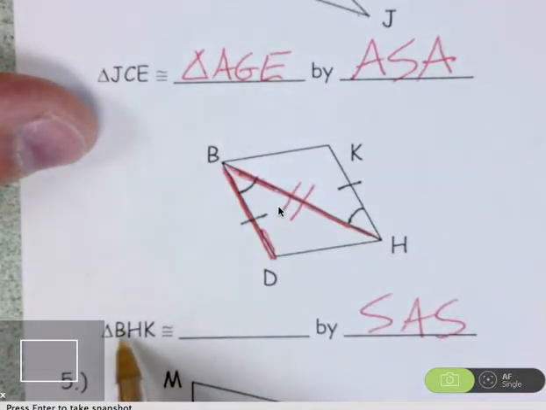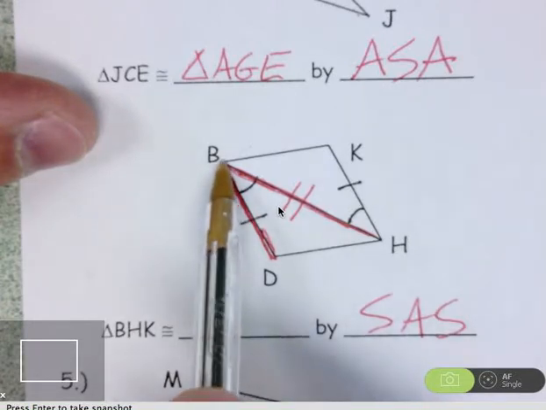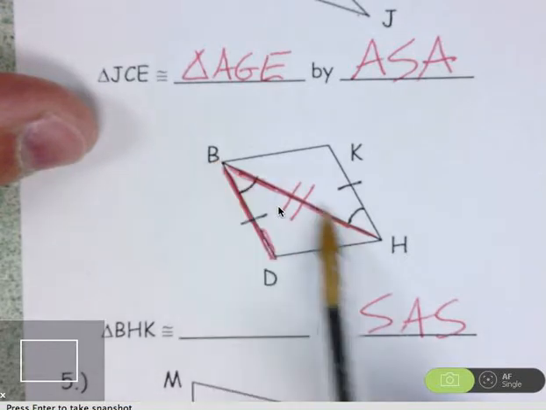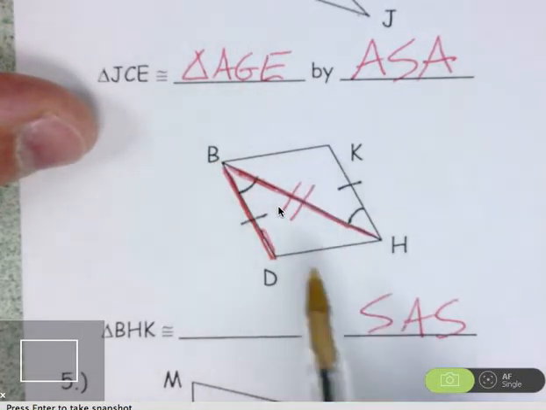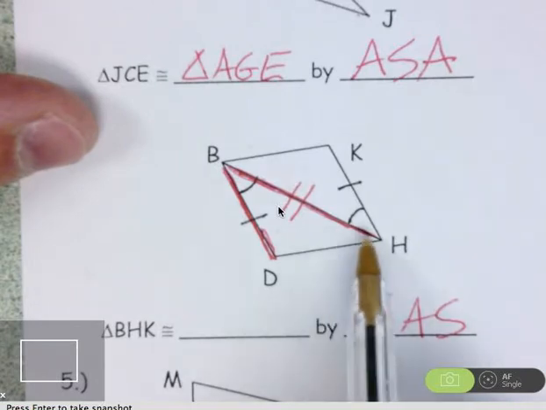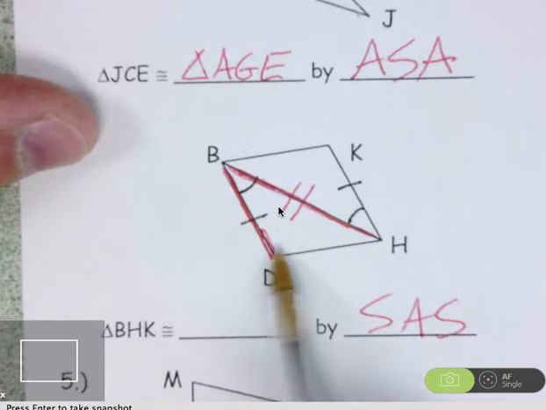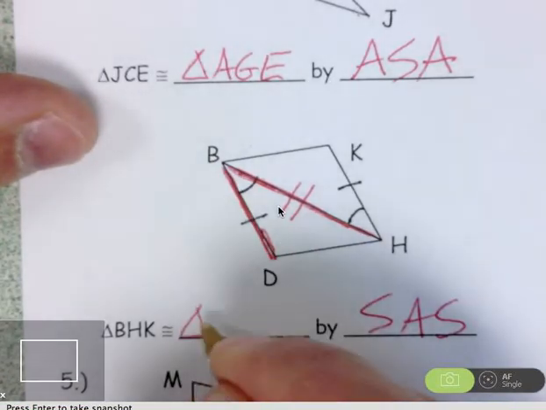So one triangle is marked triangle BHK. So if I trace it, I'm starting at B, I'm going to H, and then to K. So I'm going down the side with 2 tick marks and then down the side with 1 tick mark, 2 and 1. So I have to trace the other triangle the same way. I've got to go down the side with 2 tick marks first and then down the side with 1, 2 and 1, H to B to D. Triangle HBD.